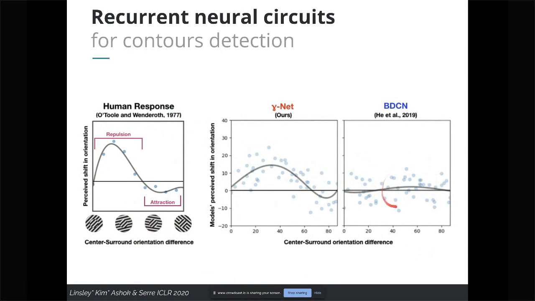But interestingly, the feed-forward neural network does not exhibit any effect at all, despite the fact that those two architectures perform at the same level of accuracy. Actually, all three here, human, GammaNet, and BDCN, would be achieving the same level of accuracy on contour detection. So this leads us to believe that, one, recurrent mechanisms are necessary and sufficient to account for the tilt illusion. And two, the tilt illusion appears to arise as a byproduct of a circuit that is optimized for contour detection.